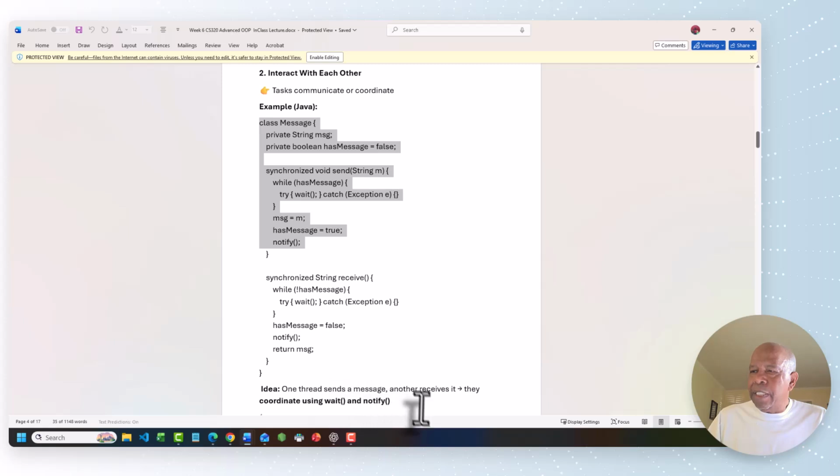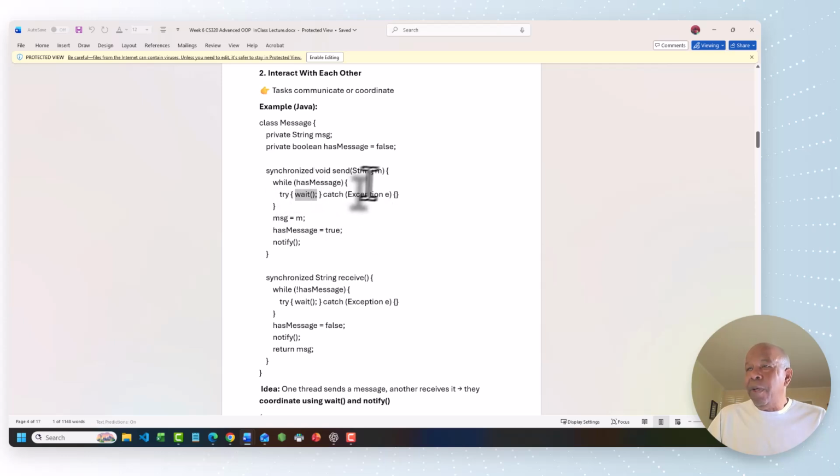Okay, one thread sends a message, the other receives a message. They coordinate using wait and notify. So here we have the notify. Here we have the wait. Okay, so what are we waiting for?